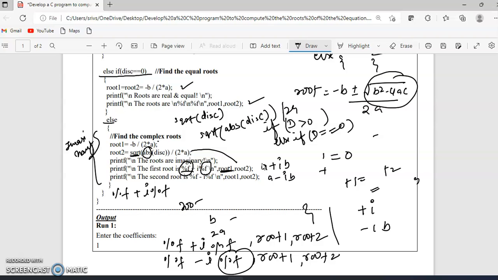And root 1 and root 2, I told, because the roots will be minus b plus minus under root of minus d upon 2a. So we have divided it and we are taking minus b upon 2a plus minus under root of minus d upon 2a. So this part is root 1, this part is root 2.